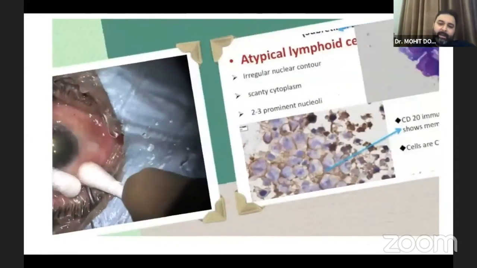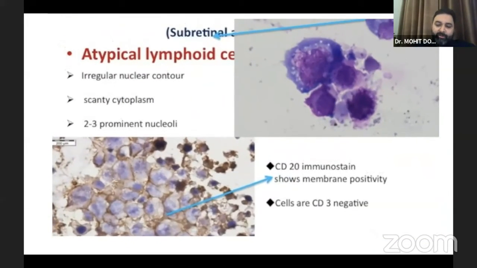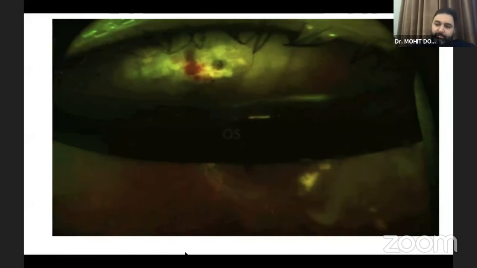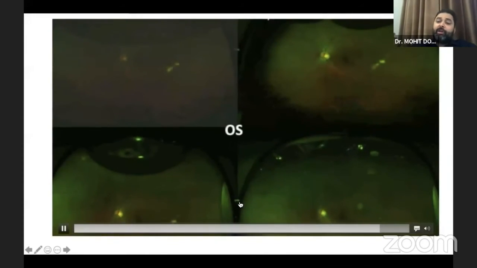And this is what the patient had: CD20 positive, CD3 negative, diffuse large B-cell lymphoma. And this is sometime later. This patient eventually turned out and did pretty well.